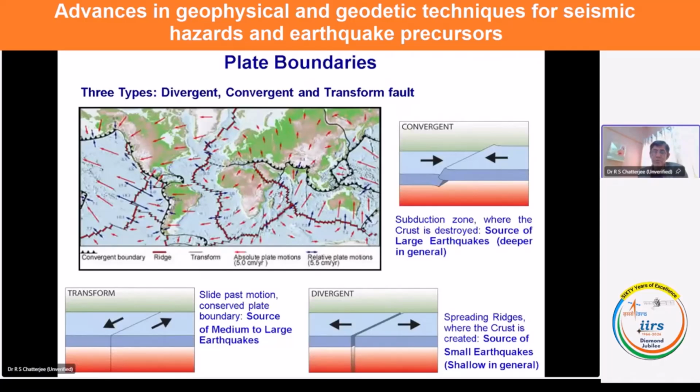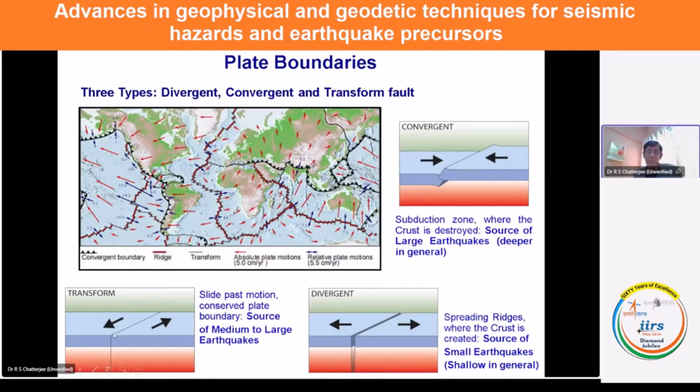Now you see, the nature of earthquakes, or the magnitude of earthquakes, is controlled to a great extent by the plate boundaries. And there are 3 types of plate boundaries. One is convergent. The plate boundary is a subduction zone, where one lithospheric plate is going inside another lithospheric plate. This is known as the subduction zone. So the plate which is going inside the other plate is being destroyed, and another one is above it, isn't it? So this is the region known as a convergent plate boundary. These are the source of the large earthquakes.